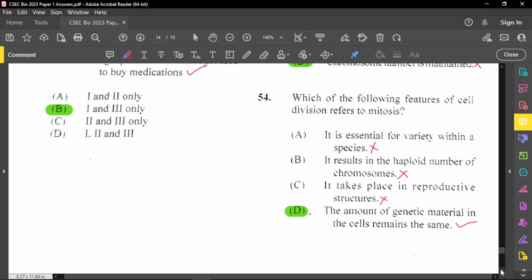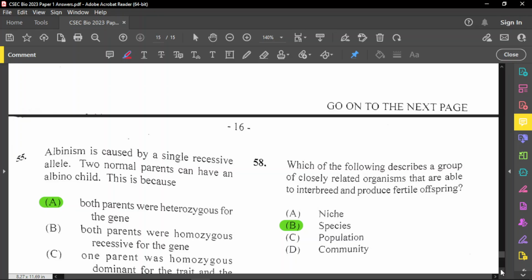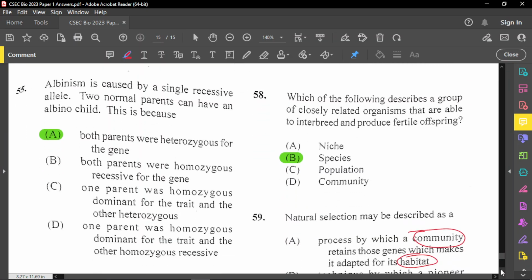Now, question number 55 said, albinism is caused by a single recessive allele. Two normal parents can have an albino child. This is because both parents have to be heterozygous. If it is recessive, that means one recessive allele must come from the mother, and one recessive allele must come from the father. So if both of them are normal to begin with, it therefore means that they are carriers. They are heterozygous. So A is correct.